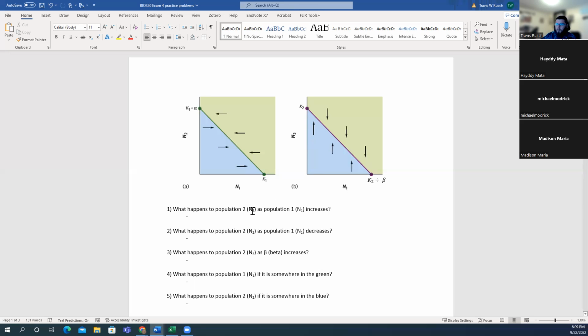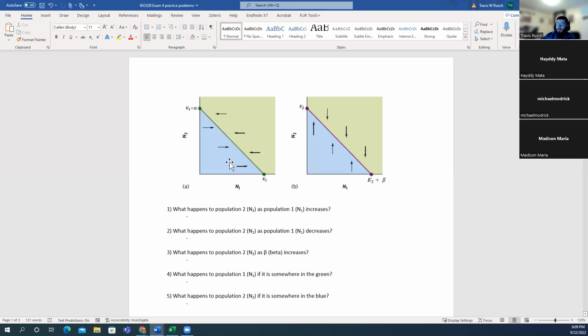So now that we know what the parameters are and what is going on in here, let's practice answering some questions that you might see on the exam about it. So for number 1, what happens to population 2 or N2 as population 1 increases? N2 decreases. Yes, and why is that?